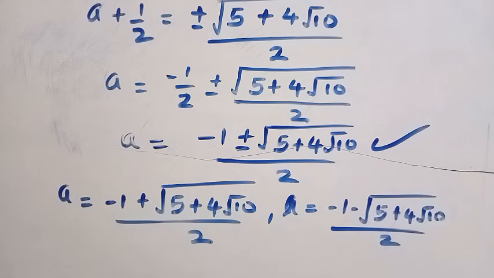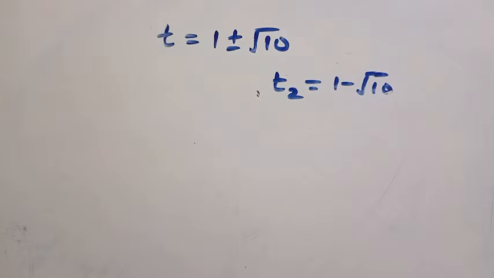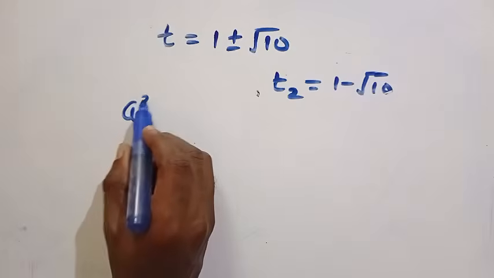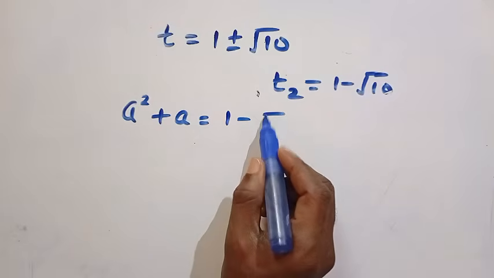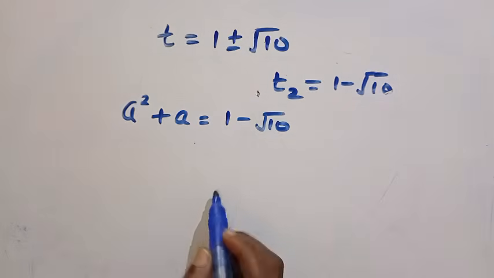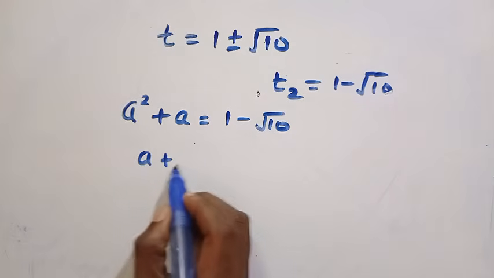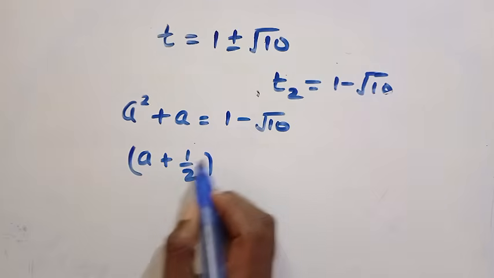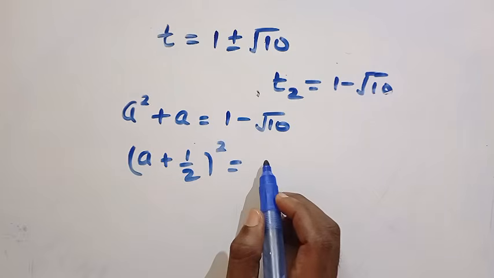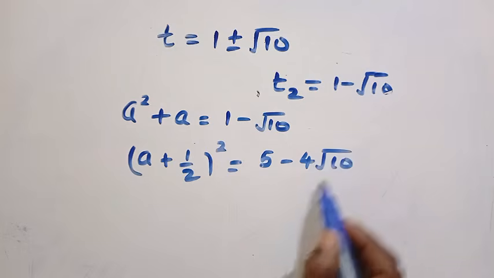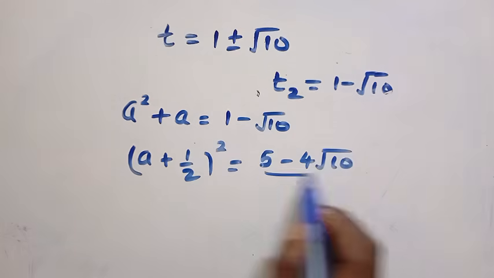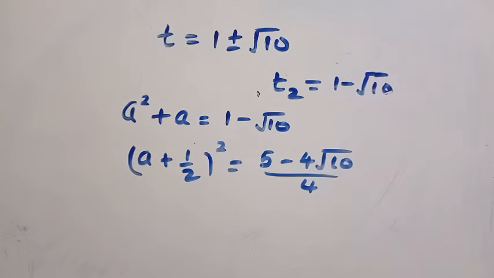Let's solve for the other part, which will be shorter than this. For the second part, we have a squared plus a equals 1 minus the square root of 10. Applying the same format, we have a plus 1 over 2 squared equals 5 minus 4 square root of 10, divided by 4. This is what we have for this.